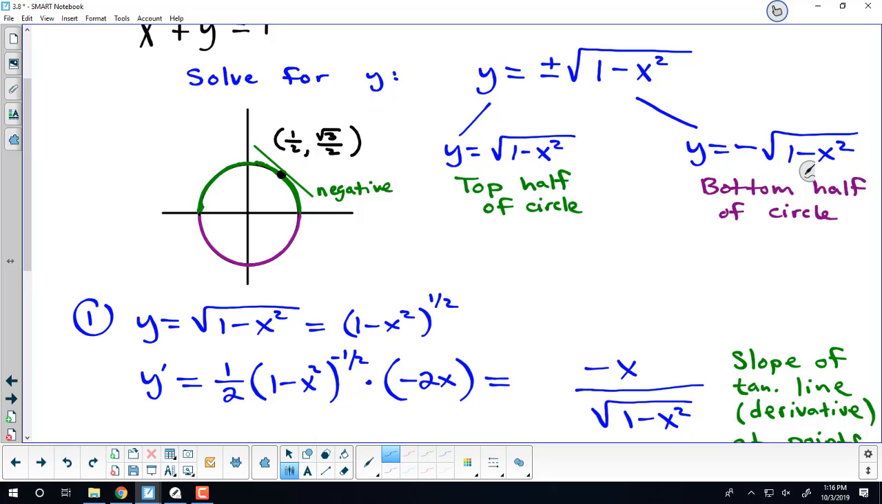If we look at its mirror image over here, somewhere over here we have negative 1/2 comma root 3 over 2. What's the slope of the tangent line at that point? That slope is positive. We plugged in a negative x, and we have a negative of that negative x, which gives us a positive.